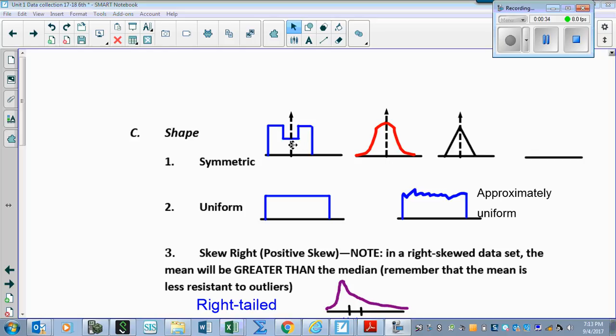So here's a case of a symmetric distribution. Another case of a symmetric distribution here, kind of curvy. There's like a triangle there. But again, we can draw that and flip it over, and it's a symmetric distribution.